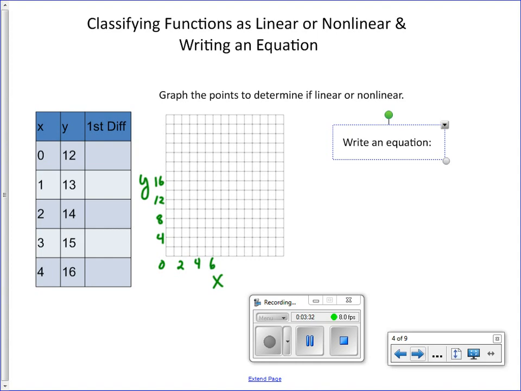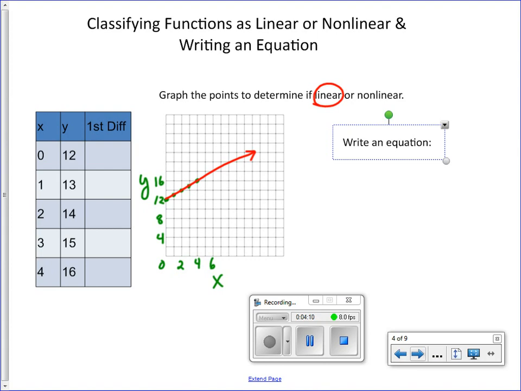Okay, so graphing these points, we have 0, 12, 1, 13, which would be kind of in the middle, 2, 14, 3, 15, and 4, 16. All right, if you look at these lines, I'm going to join them with a different color. This is linear. All right, so this is a real good example of a linear function.